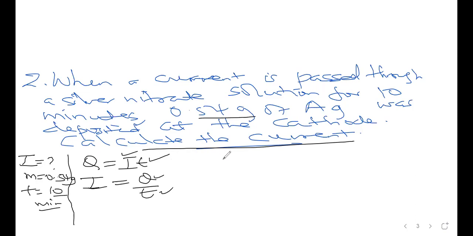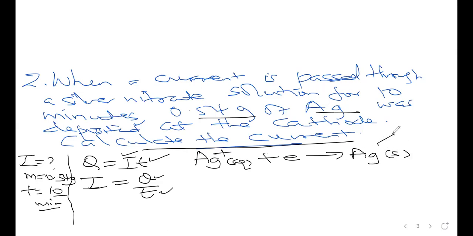It takes us to Faraday's second law, which says that the quantity of charge passed through an electrolyte that is required to liberate 1 mole of an element is proportional to the charge number of its ion. So that implies that I need to write the equation that leads to deposition of silver. That is the silver ion giving me silver metal. And this equation occurs at the cathode.